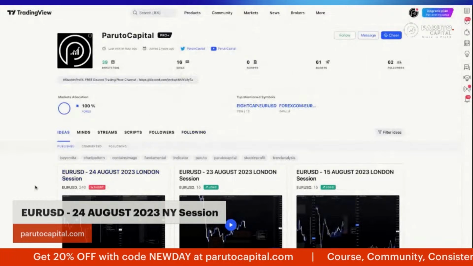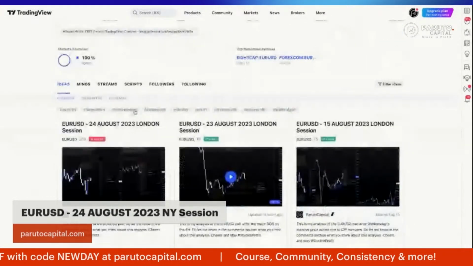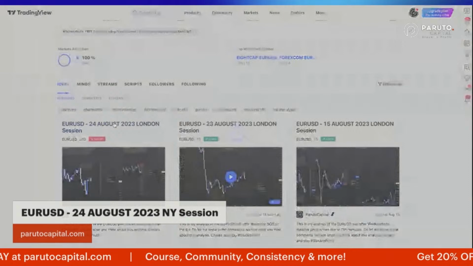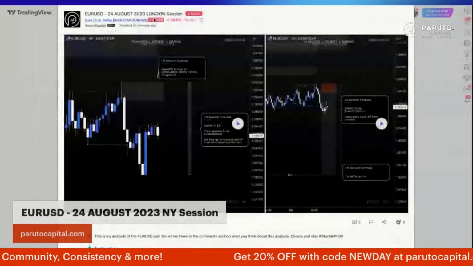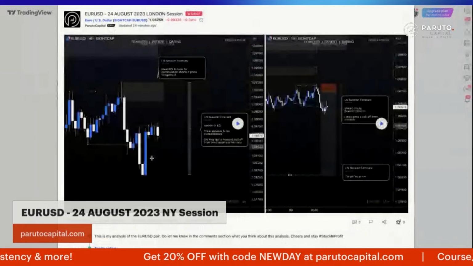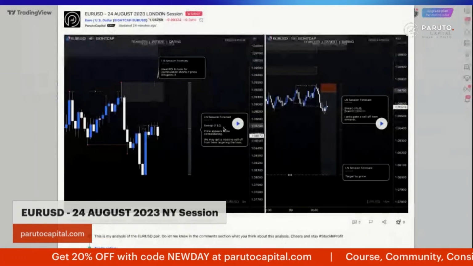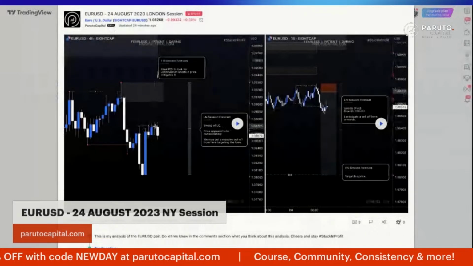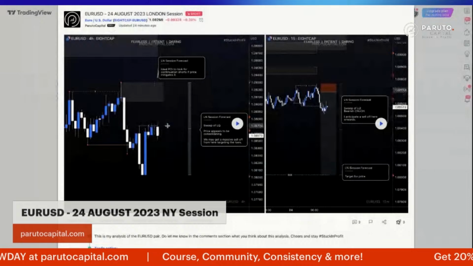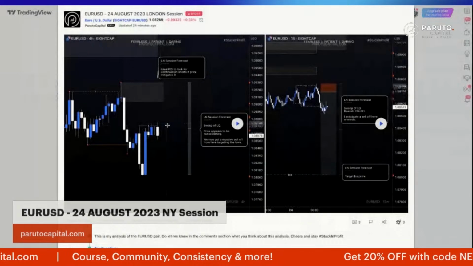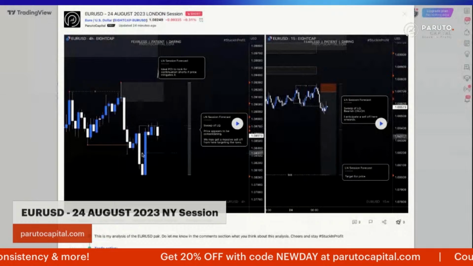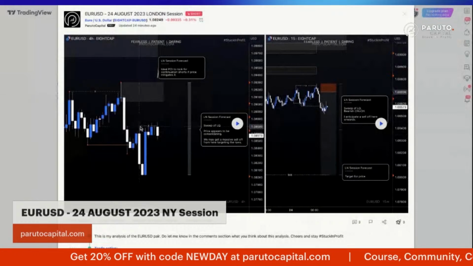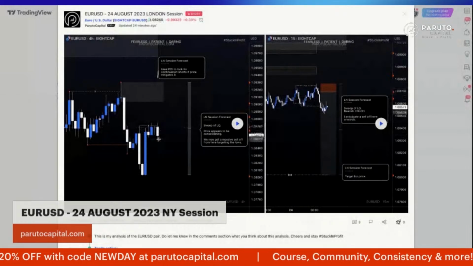Just to start with, earlier today I shared my idea for the Euro Dollar, and this was it during the London session. This was basically the setup at the time. As you can see on the chart, price failed, so we had all of these candles that failed to close above this high. We had this breaker structure here. This was a high and price failed to close above it, and this candle closed below it.